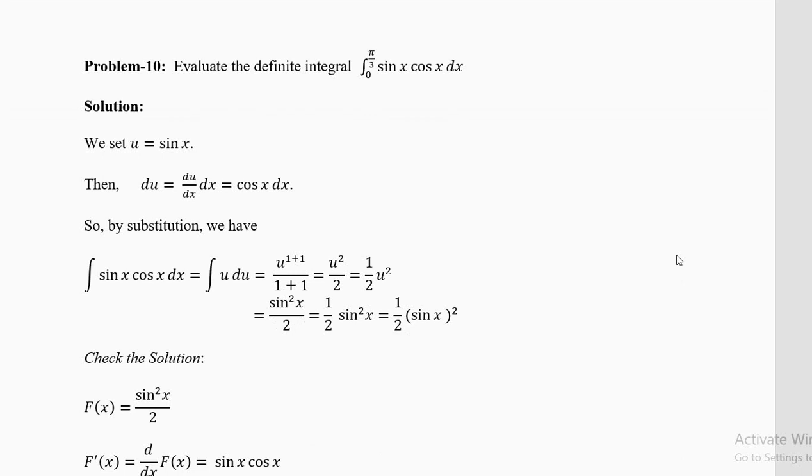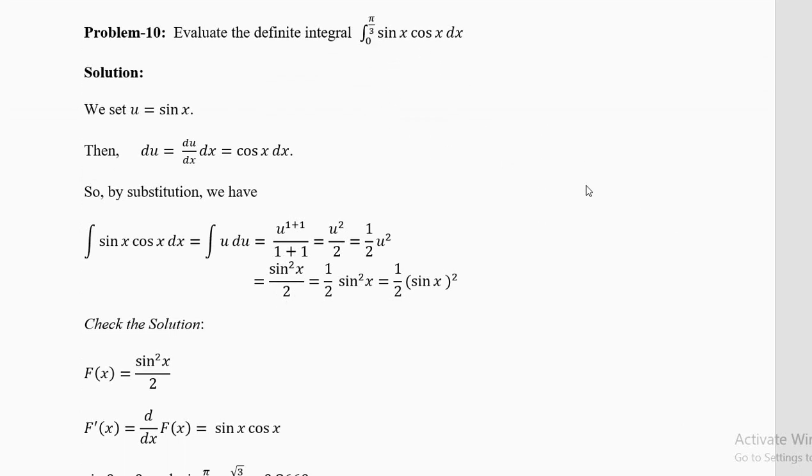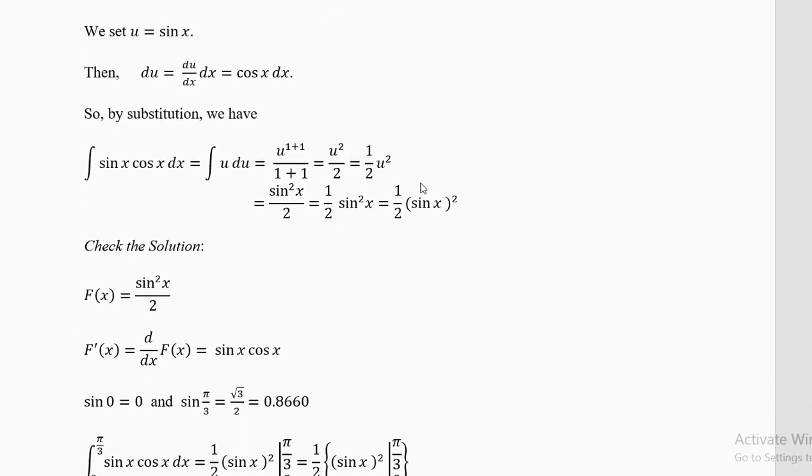Problem number 10. Evaluate the definite integral from 0 to pi by 3 of sin x cos x. Now, there are two ways to choose the u, but we are going to do this. Let u be equal to sin x, then du by dx is equal to cos x. So, du equals cos x dx. Now substitute, you'll get sin x cos x dx. It is u, and cos x dx is equal to du.